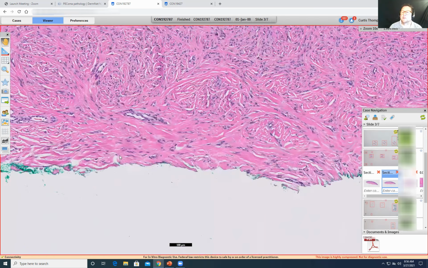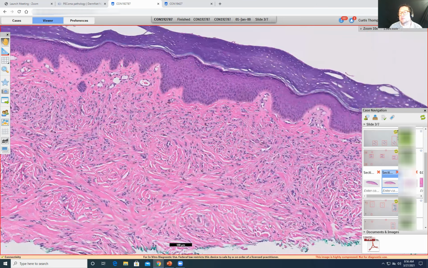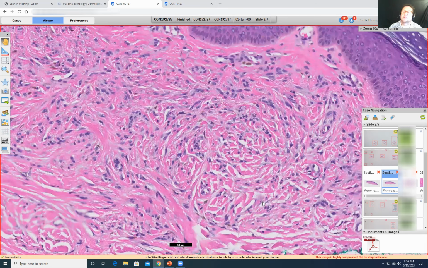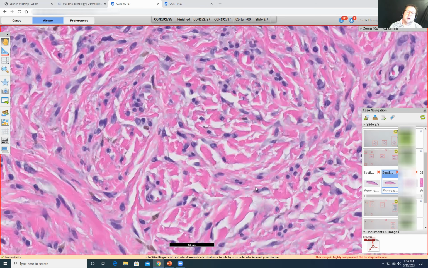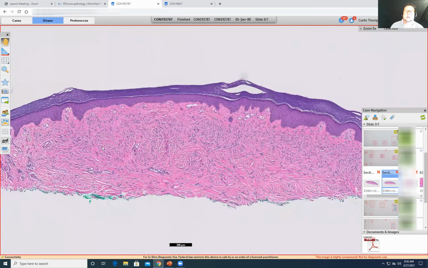And the dermis is fibrotic. So this is a fibrotic dermis. This is not normal. And it actually looks somewhat similar to the thickened collagen bundles you see in the non-melanocytic lesion, dermatofibroma. So is this a pigmented dermatofibroma, or is this a melanocytic lesion?